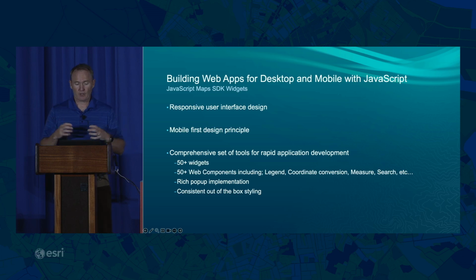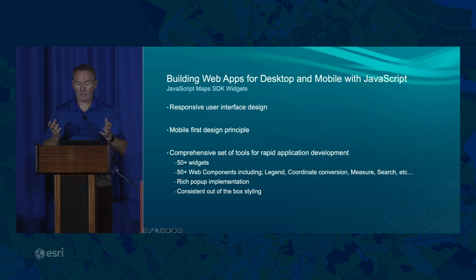We're talking about building apps for desktop and mobile with JavaScript. Especially in this latest 4x JavaScript API, they've really focused on responsive user interface design. So giving tools so that your application looks great on a desktop, but also will scale down to a mobile device. And they call this the mobile first design principle. So thinking about mobile from the beginning, making sure that you can access all the tools, view the map, and click on everything you need to from a mobile perspective. So they put a lot of work into that.